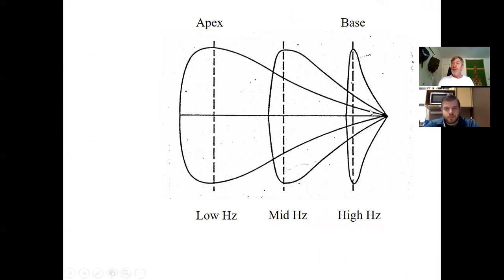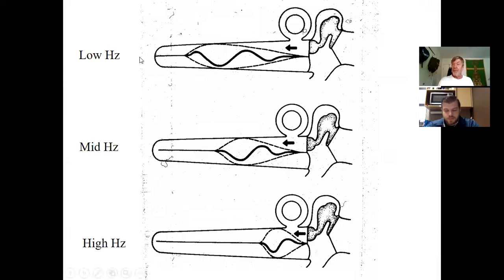A high frequency wave, a mid frequency wave, and a low frequency wave. The front of each wave is steep, the tail of the wave slopes back. And the steep front of the wave always faces the apex, always faces north, is always facing the low frequencies, just as shown here, okay?